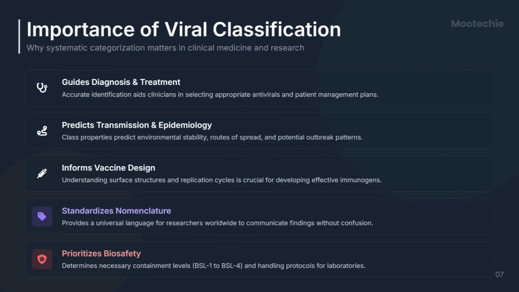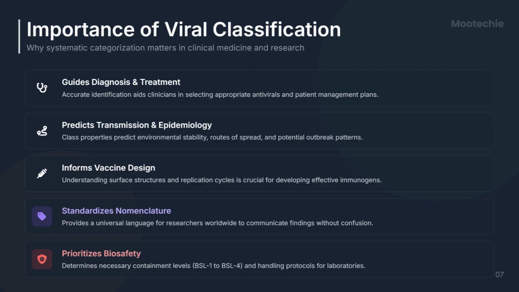Importance of viral classification. Now, why does this systematic categorization matter so much in clinical medicine and research? First, it guides diagnosis and treatment. Accurate identification of a virus helps clinicians choose the right antiviral drugs and formulate effective patient management plans. Second, it predicts transmission and epidemiology. Knowing a virus's class can tell us about its environmental stability, its likely routes of spread, and even potential outbreak patterns.